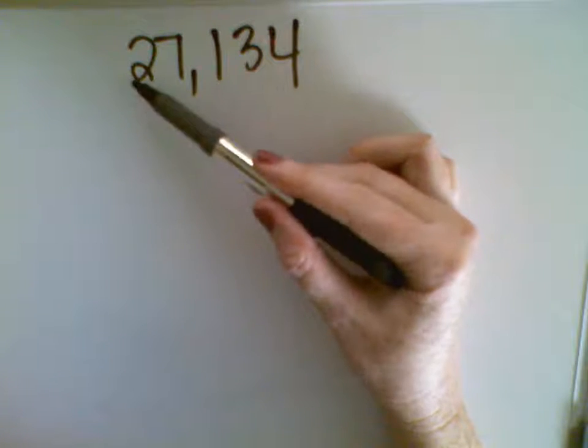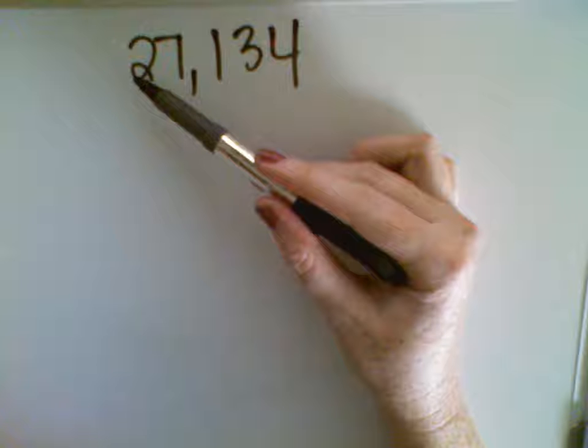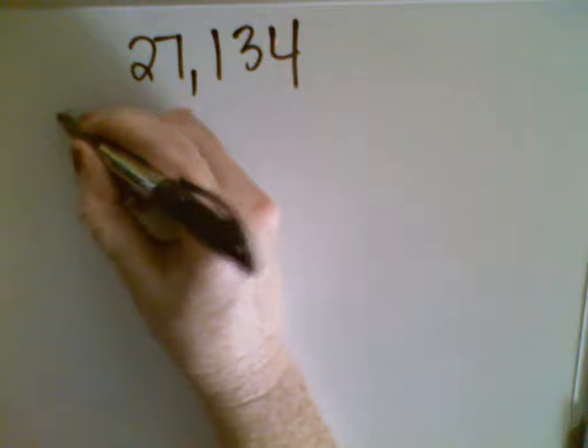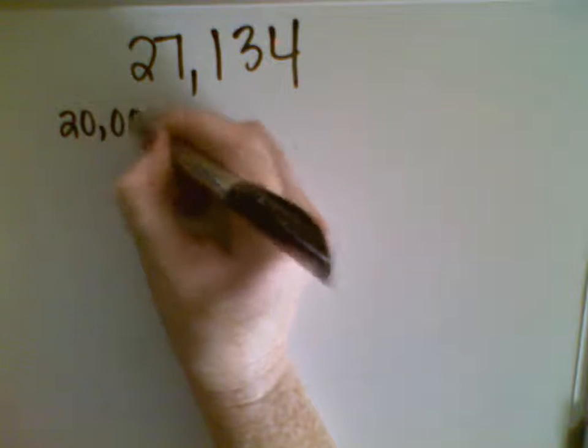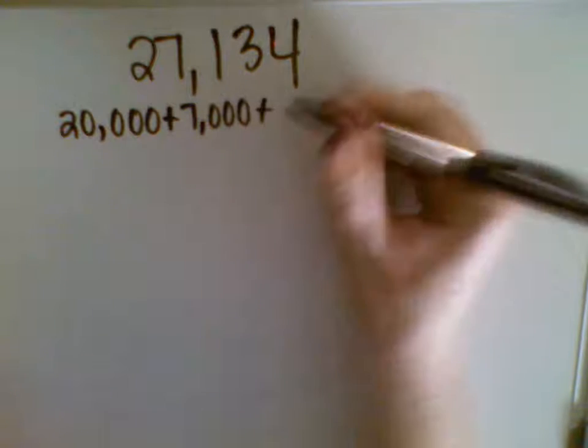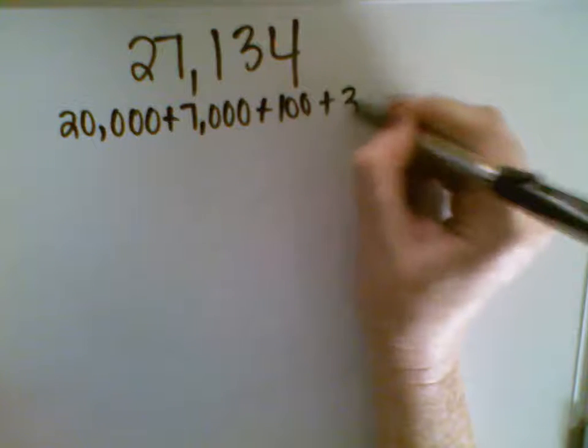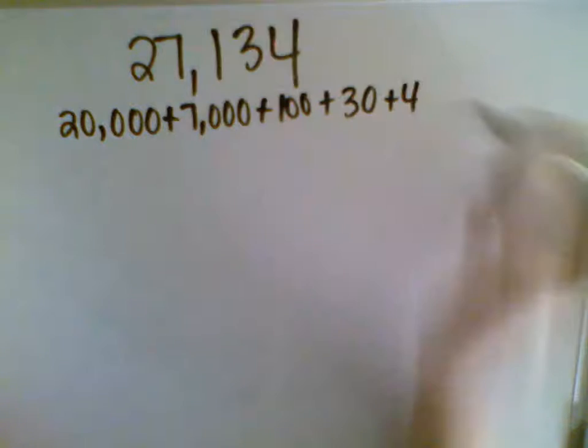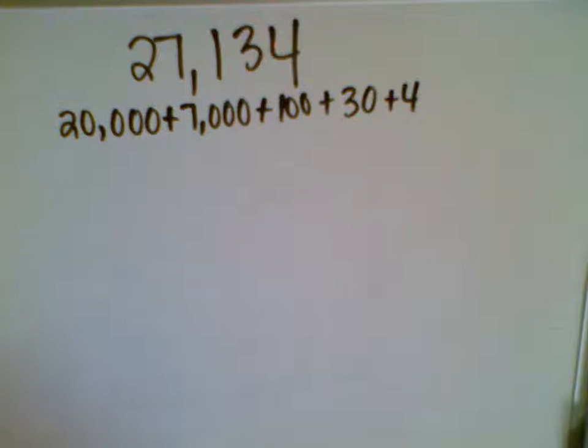And in the 10,000s place, we have a digit, 2. We will multiply that digit by a value of 10,000. 2 times 10,000 is 20,000. So this number in expanded form is 20,000 plus 7,000 plus 100 plus 30 plus 4. So I hope that seems familiar to you after what we've been learning this week.